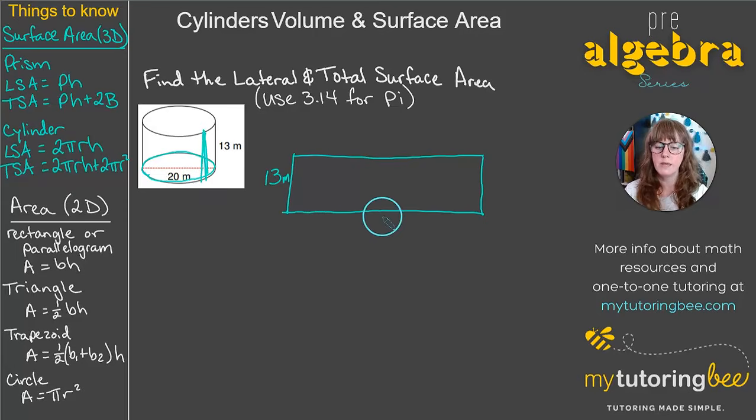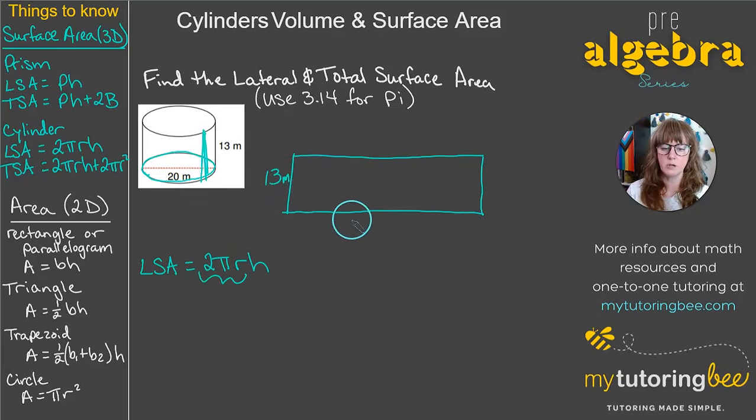So where do we get this length from? Well, that is where our 2 pi r comes from. Let me go ahead and write this formula down here. The lateral surface area is 2 pi r h. Okay, so h being the height of the cylinder, that 13 meters, and then the 2 pi r would be the length of that because that is the same as the circumference of the cylinder.